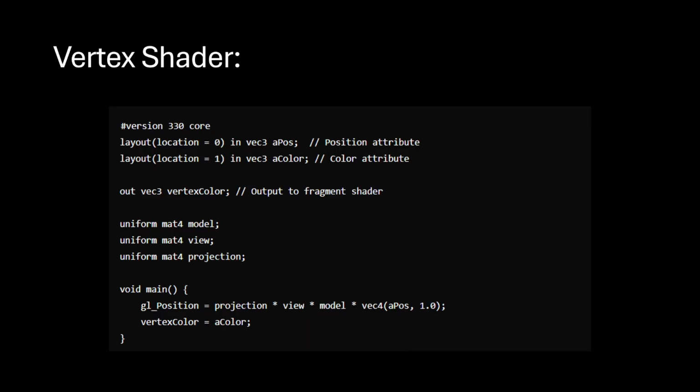Next one, shaders. So here we have the vertex shader. This is the code for the vertex shader. So what is a vertex shader? The vertex shader is a programmable stage in the pipeline. This transforms vertex coordinates from object space to clip space and can pass transformed data to the next stages.